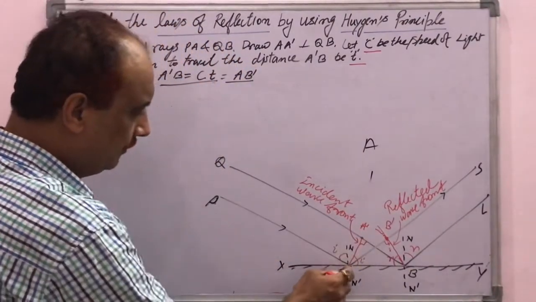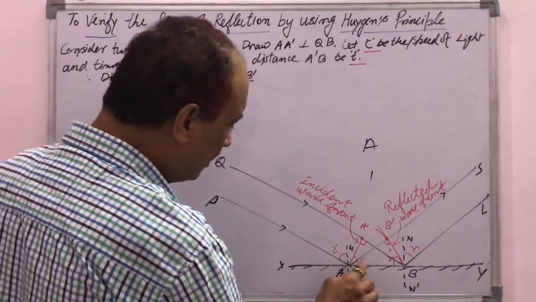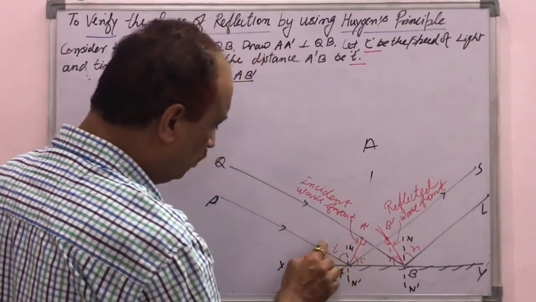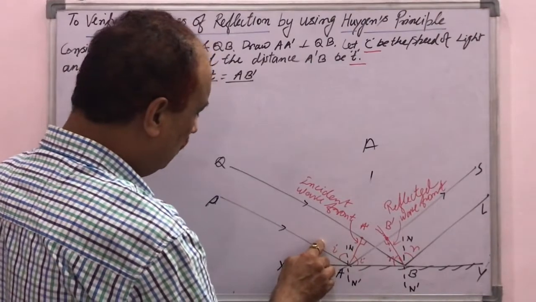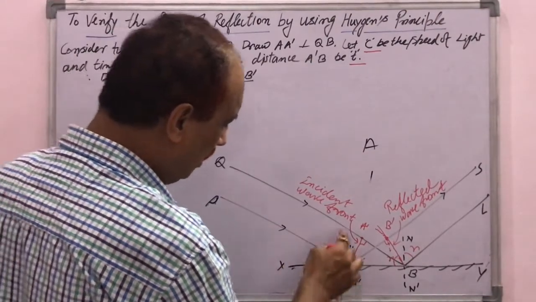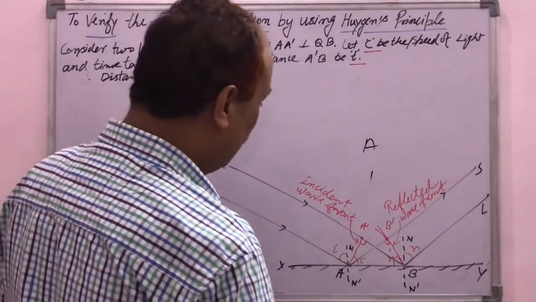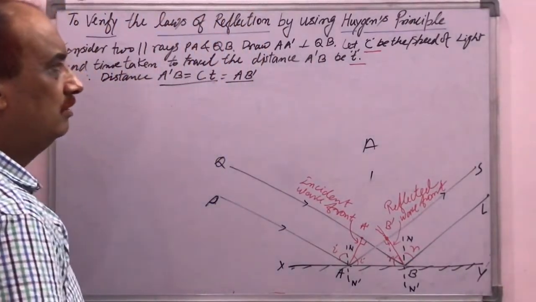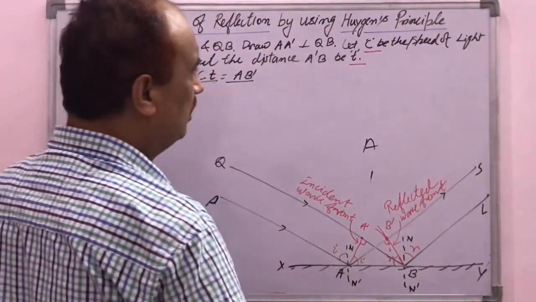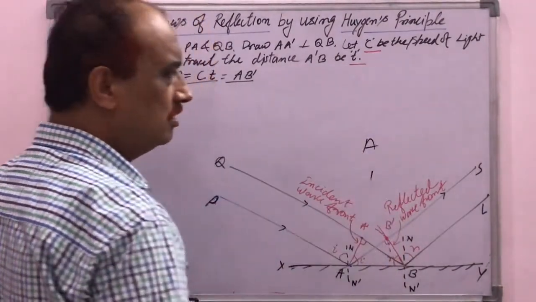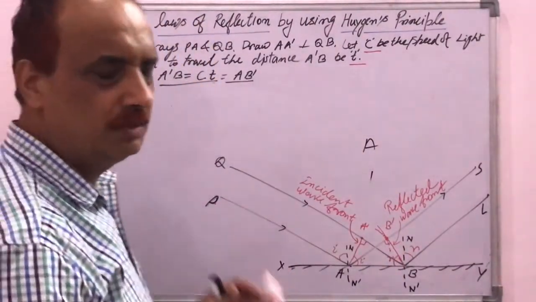This wavefront makes an angle of incidence I, which is equal to the angle of incidence of the ray made with the normal, geometrically. Now let the speed of light be represented by c, which is equal to 3 into 10 to the power 8 meter per second.